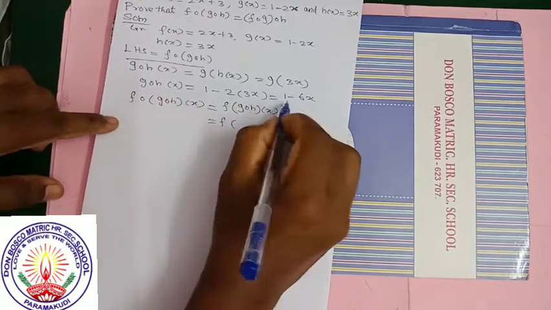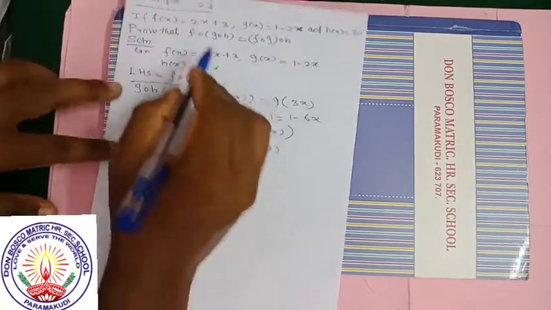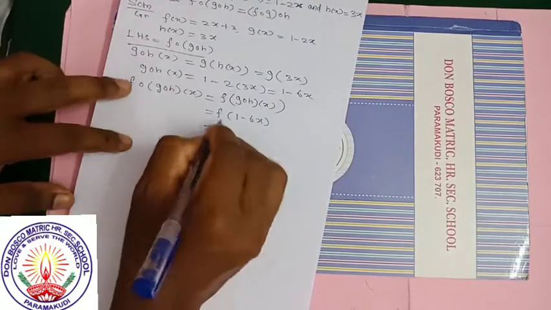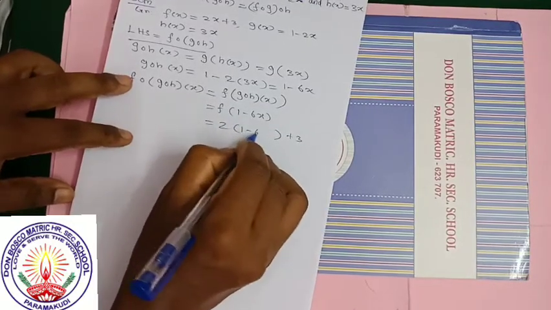g composition h of x is equal to 1 minus 6x. Now f, what did we do? We multiply by 2 and then add 3. So 2 multiplied, plus 3. What is inside? 1 minus 6x.